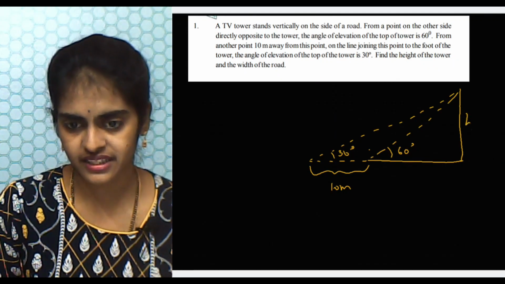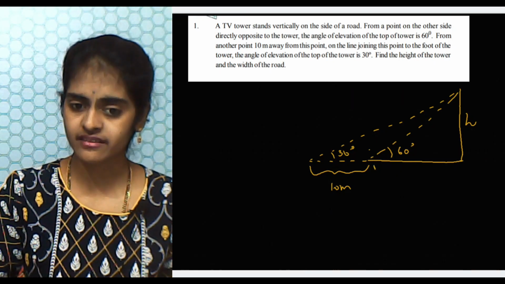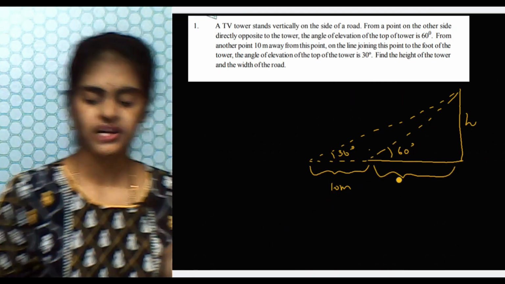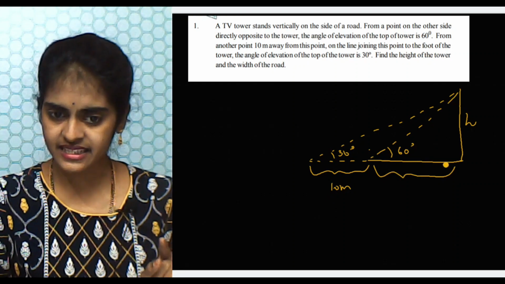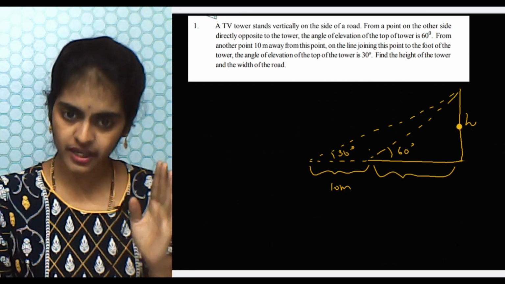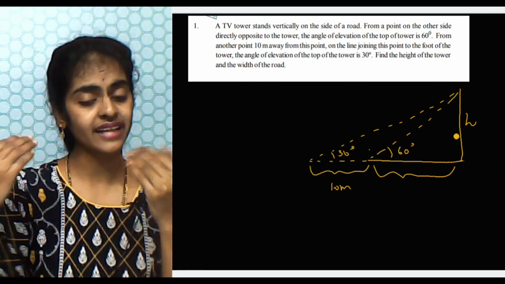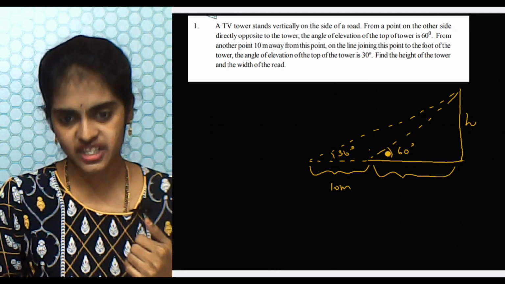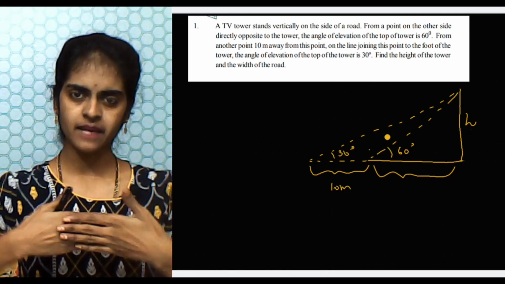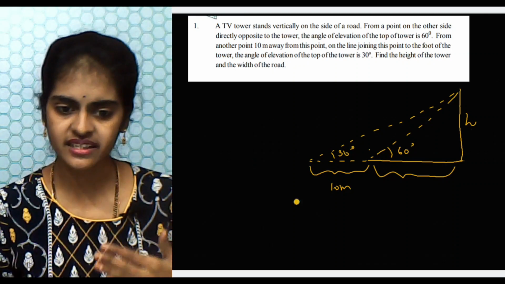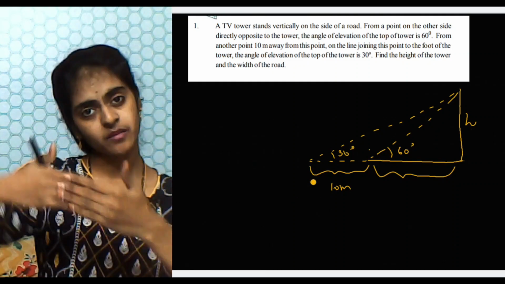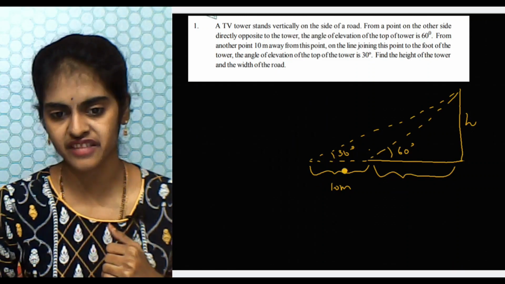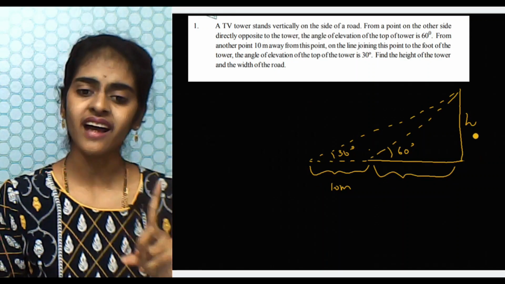So this is the height of the tower, and what is the width of the road? This is the width of the road. Okay, so just see here. These are 2 points on the road, as I told you. On one point you have a tower on one side, and from the other side, if you're watching the top of the tower, the angle of elevation is 60. Now from this point, I'm just moving 10 meters away from this point. So after moving 10 meters away from the tower, I can see that the tower is at 30 degrees angle of elevation. So you have to find the height of the tower.